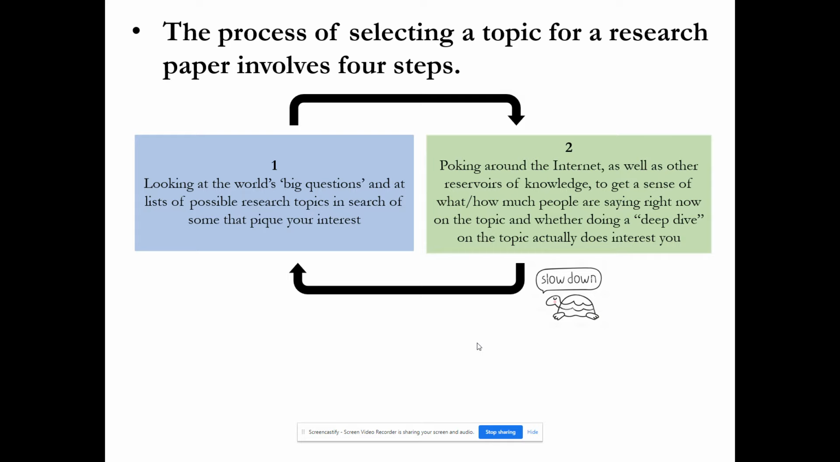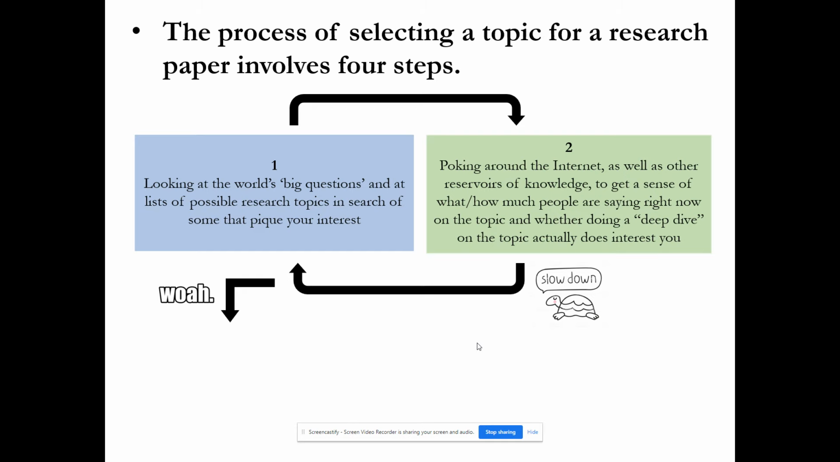Right? It's only when you're doing step 2 and you have a moment, right? You have a whoa moment, right? Where as you're doing your research, as you're reading, you think to yourself, whoa, that's interesting. Whoa, I want to know more about that.